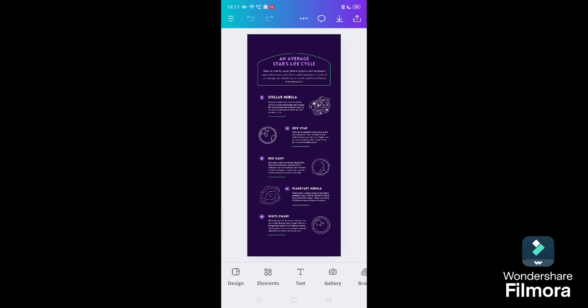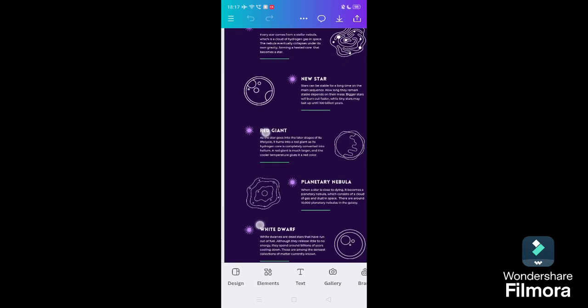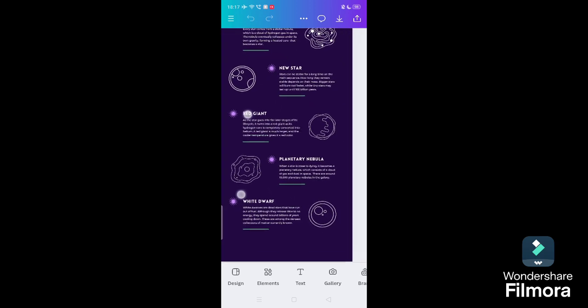Red giant is the next stage. As the star goes into the later stages of its life cycle, its hydrogen core is completely converted into helium, and a red giant is also much larger and at a cooler temperature, which gives it a red color.